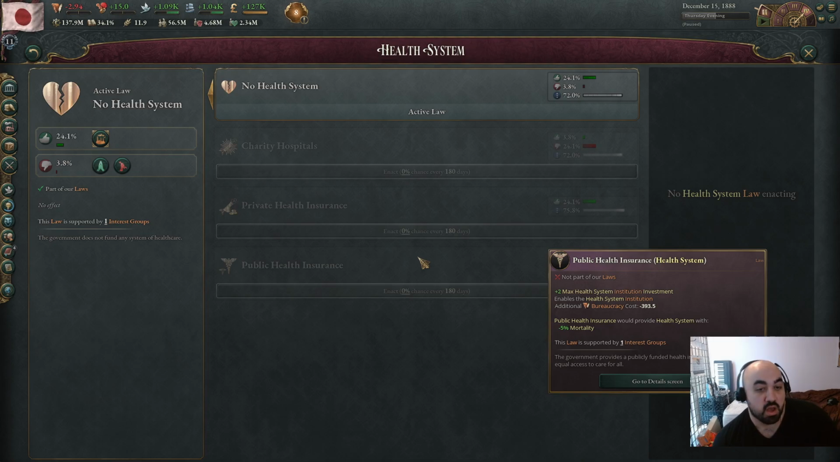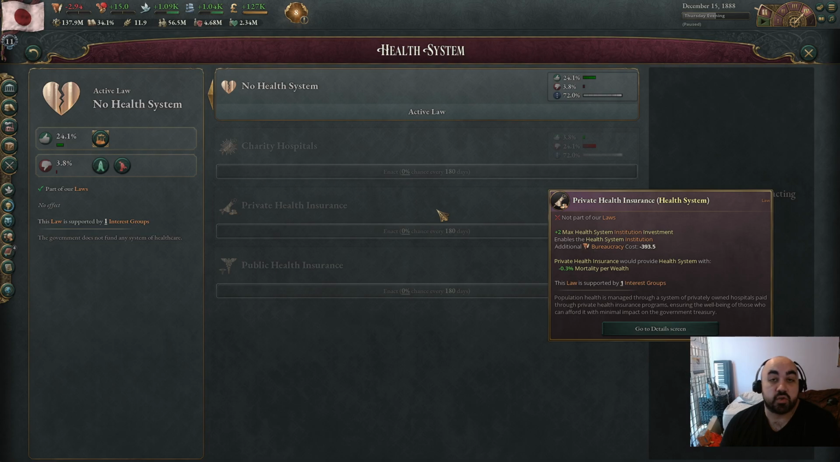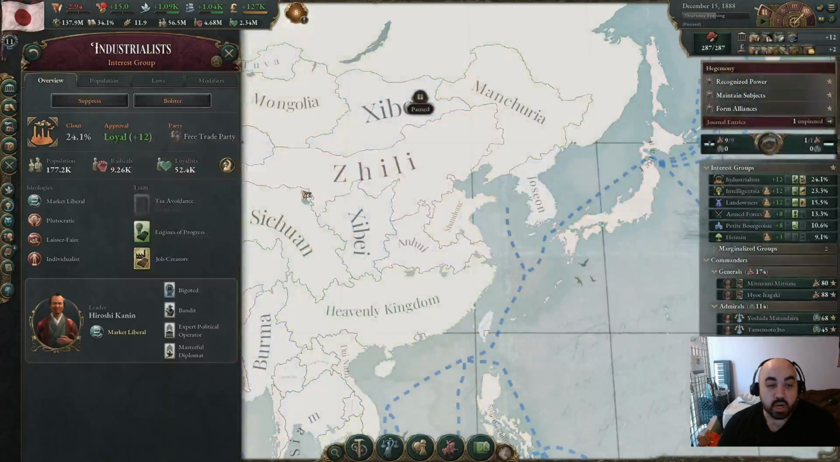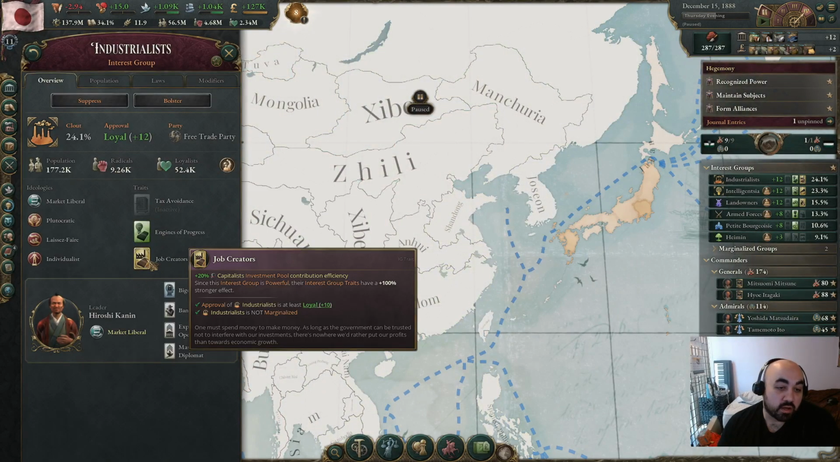In general, I think passing private health insurance, one reason to do this, and this is a reason to do any institution, is that it's good for making the industrialists happy. And so we talked a little bit about bonuses. If you are a little bit off from getting one of the bonuses, sometimes you want to just pass a law that's going to make them happy, and private health insurance can be one of those laws.